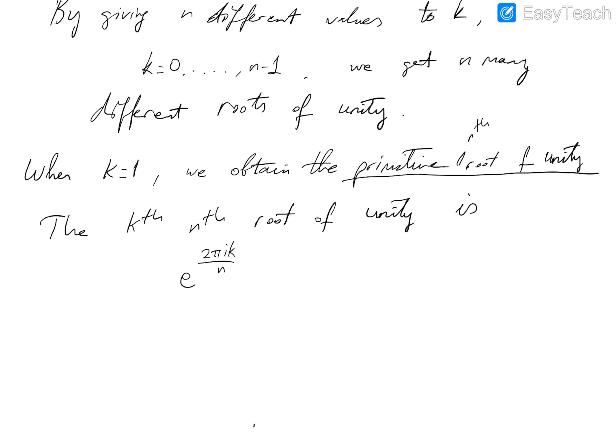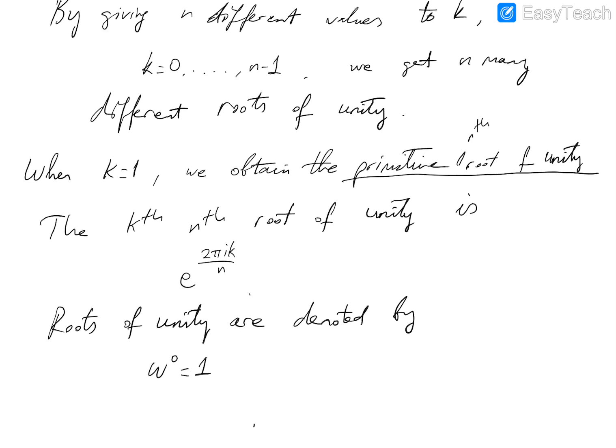So since there are n many distinct roots of unity, we denote them by different notations. We use the omega notation. Roots of unity are denoted by omega 0, and this is equal to 1. And then we have omega 1, the primitive nth root of unity, omega to the power 2, up to omega to the power n minus 1.